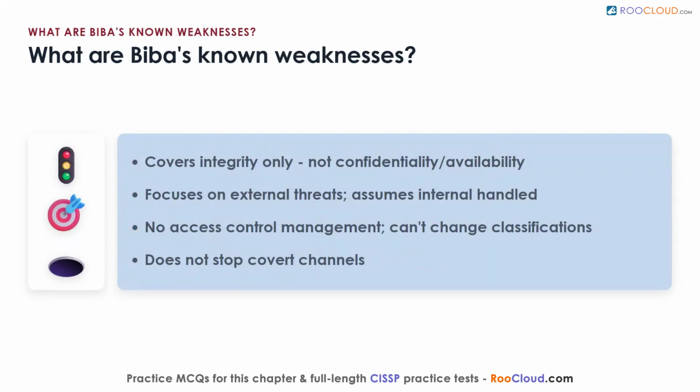What are Biba's known weaknesses? It is a useful model, but it has real limits worth remembering. It addresses only integrity, ignoring confidentiality and availability entirely. It focuses on external threats and simply assumes internal threats are handled elsewhere in the code. It does not manage access control, and it offers no way to assign or change the classification of a subject or object. And like several of its peers, it does nothing to stop covert channels. Think of a lock that secures your front door beautifully, but leaves the windows completely unaddressed. It is strong at one job and silent on the rest.